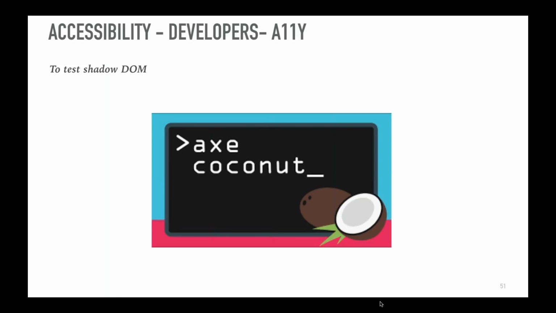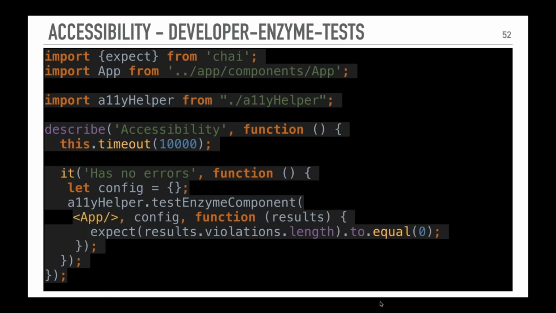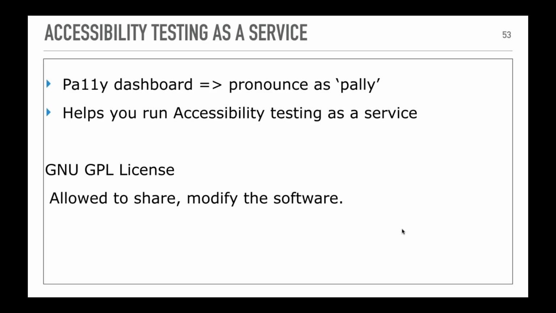And so the Axe guys have come up with a new plugin called axe-coconut that can be used with Chrome DevTools. And if you use Enzyme, which is from Airbnb, a JavaScript testing utility for React, you can also test accessibility with a sample code snippet here. You can still use the a11y helper, as you see in the import line on the third line here. You can advise your developers to try using that and expect the results.violations length to be equal to zero, which means that there are no violations returned back.